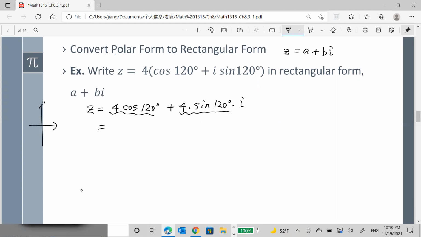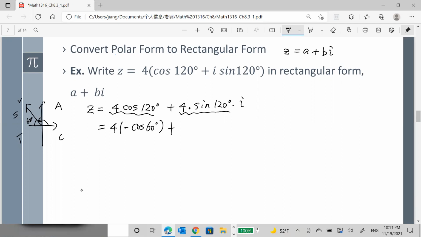So where is 120 degrees? It's in the second quadrant. So from here to here is 120. What is the reference angle? That's 180 minus 120. That's 60 degrees. So cosine 120 in the second quadrant, ASTC, it must be negative cosine 60.